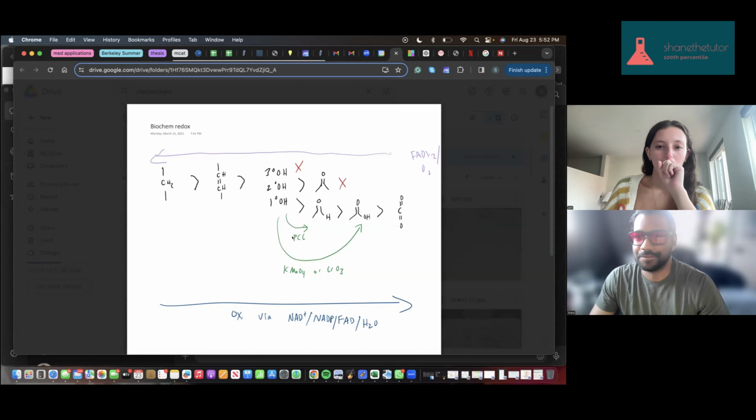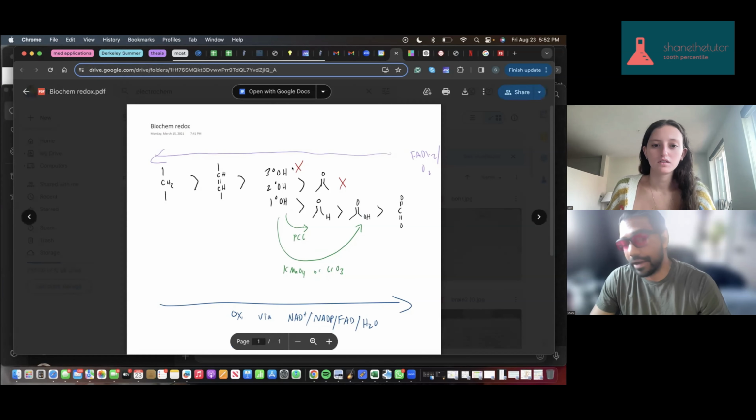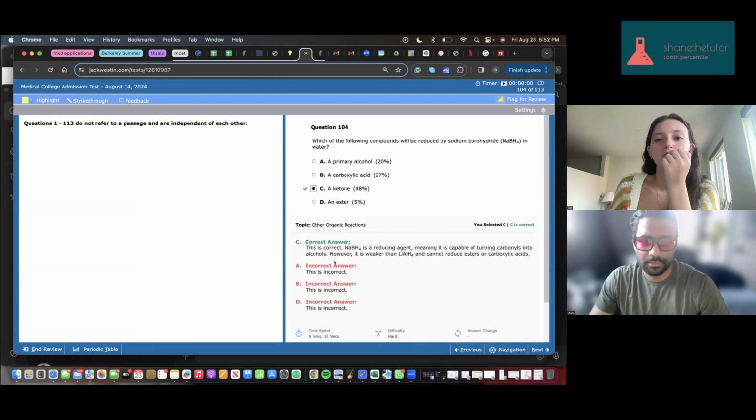Okay. Which of these is an ester? Oh, this one, yeah, I didn't draw it for this. Okay, all right, sounds good. But I thought NaBH4 cannot reduce esters.